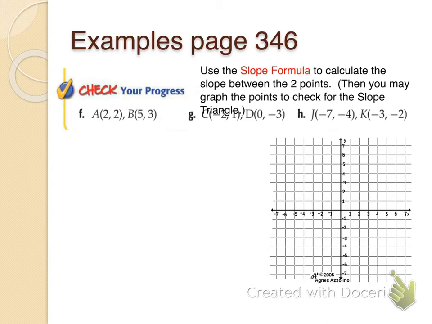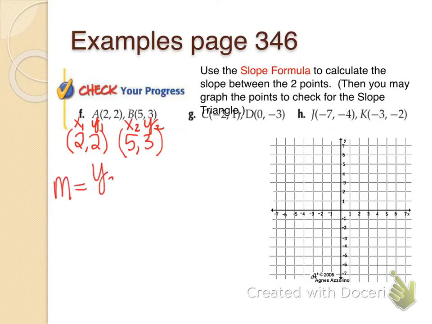Okay, so right here, we've got the 2 points, 2, 2, and 5, 3. So I'm going to actually label these. I'm going to label 2, 2 as x1 and y1, and 5, 3 as x2, y2. My formula is m equals y2 minus y1 over x2 minus x1. Put this in your brain. It is so important that you know that formula.